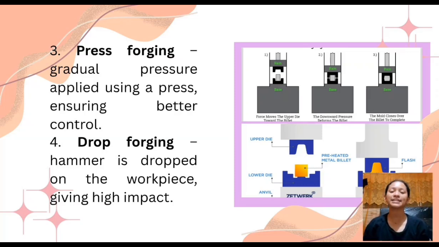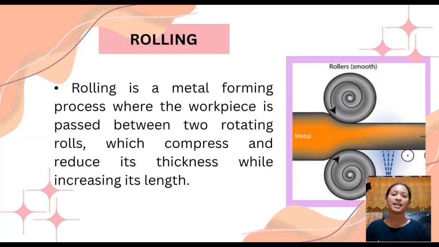For simpler understanding, press forging is slow, controlled pressure, accurate, and uniform, while drop forging is fast, with high impact hammer blows, quick shaping, and is commonly used for tools and automotive parts. The second type under the forming and shaping processes is rolling.